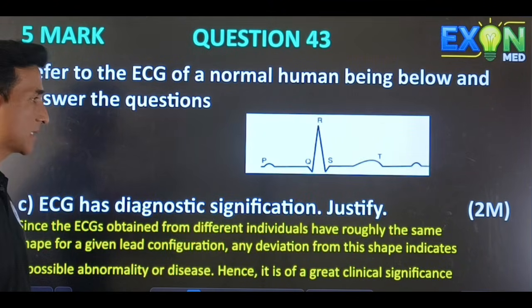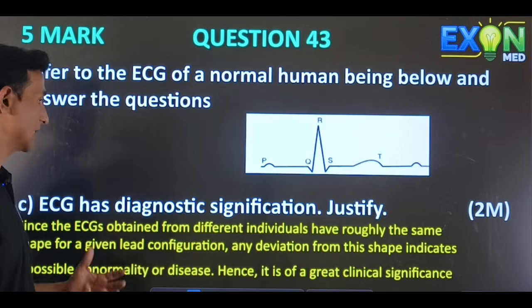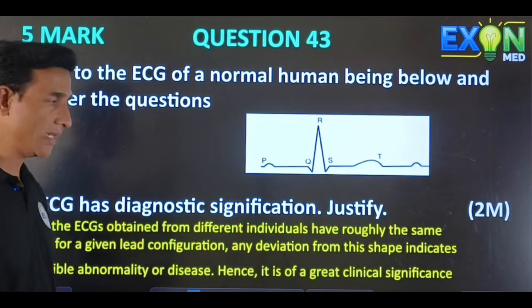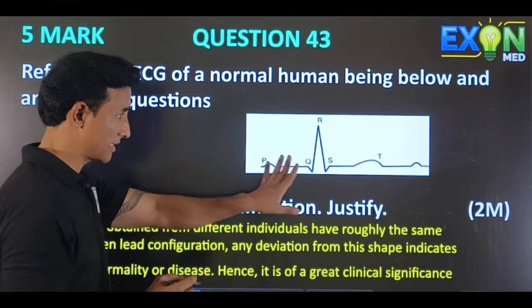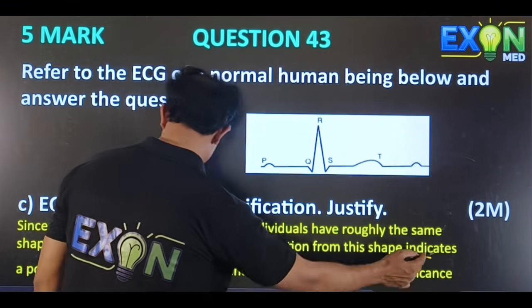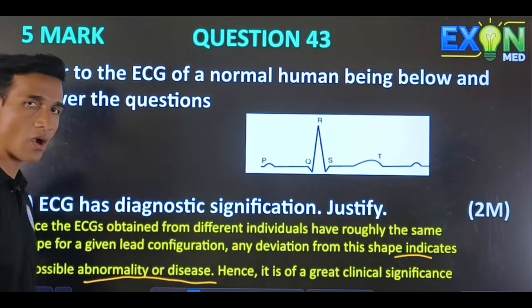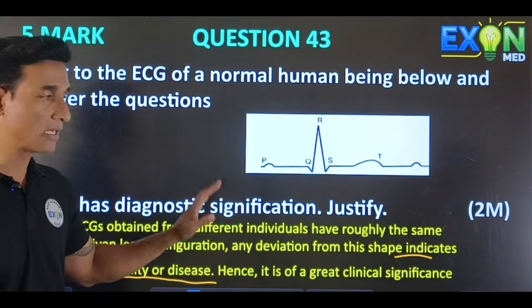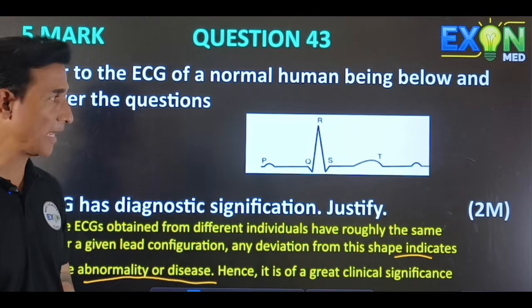So what is the diagnostic significance of this ECG? How or why is it useful? The shape of the ECG is very important; this is a normal ECG. If there is any change in this, it indicates an abnormality or disease of that person. So hence it has great clinical significance.